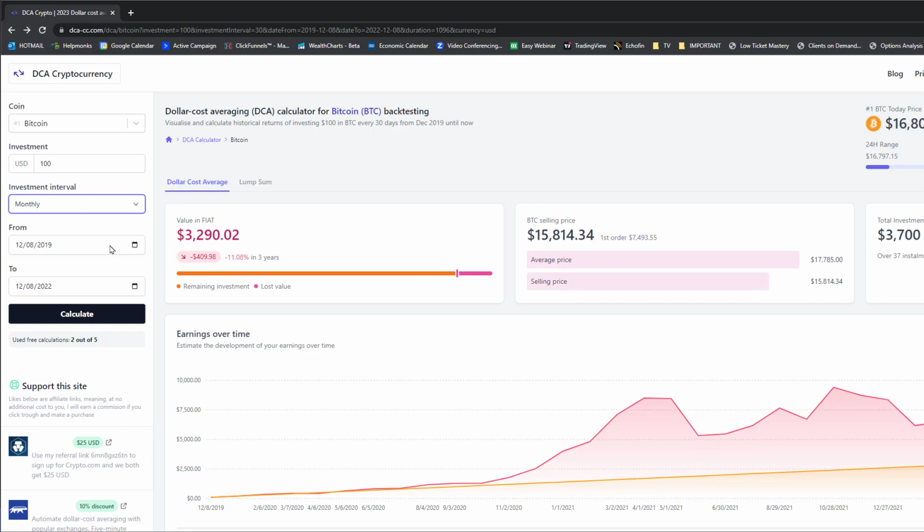So we're going to do it for 3 years. We're starting from December 8th, 2019, and we will take it to December 8th, 2022. 3 years. So that's it. Now what's going to happen is we just keep adding $100 a month. We don't even think about it. We're not trying to time the market. That's the key to dollar cost averaging.